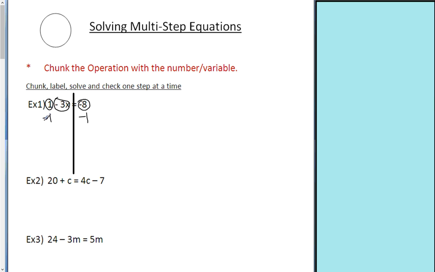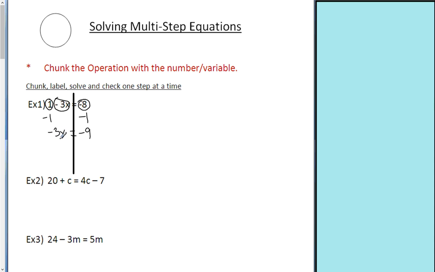A positive 1 plus a negative 1. Remember, don't think of this as 1 minus 1. Think of this as a positive 1 plus a negative 1. A positive 1 plus a negative 1 makes 0. You're left with 3x. On the other side, you're left with a negative 8 plus a negative 1, which is a negative 9.